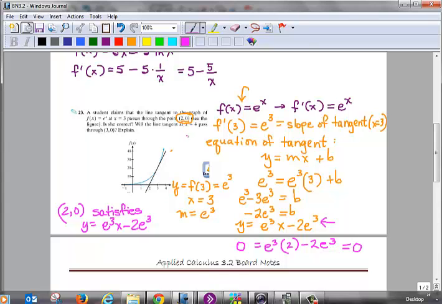So to answer the second part of the question, I won't do it because it's the exact same process. You would repeat this process, but you would evaluate the tangent at x equals 4 to find the slope. You would find the point that the function contains at x equals 4, plug that in to find the equation of the tangent line, and then just see if the point (3, 0) satisfies that equation.